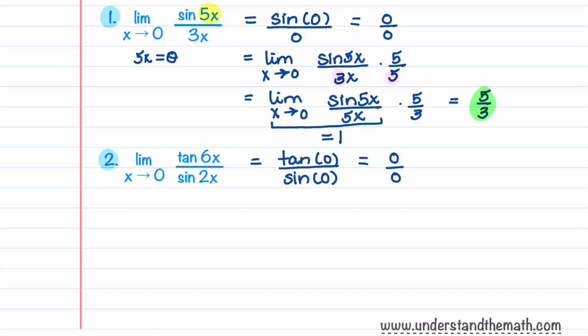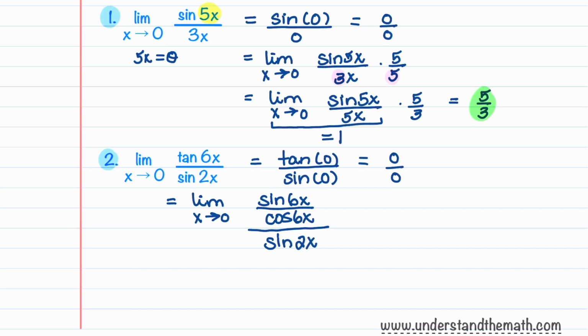0. Since we don't have a formula for a limit with tangent, I think the best way to solve this problem is to let tangent of 6x be sine 6x over cosine 6x. So we can write this as the limit as x goes to 0, sine of 6x all divided by cosine 6x, and then all of that is divided by sine of 2x.